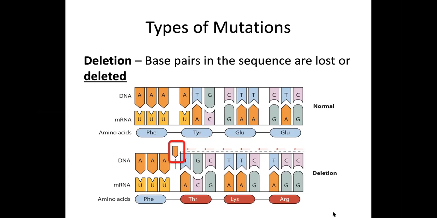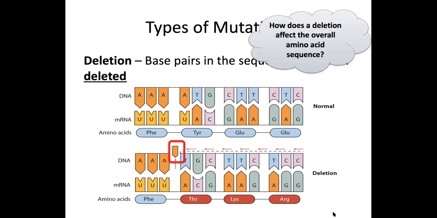So in this case, how does a deletion affect the overall amino acid sequence? Anything after the deletion, just like the insertion, is going to change, okay? So in this case, how many changed? How many amino acids? 3, okay?